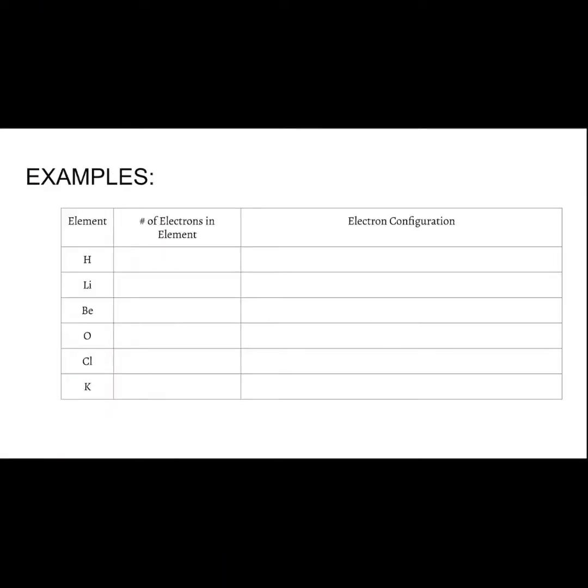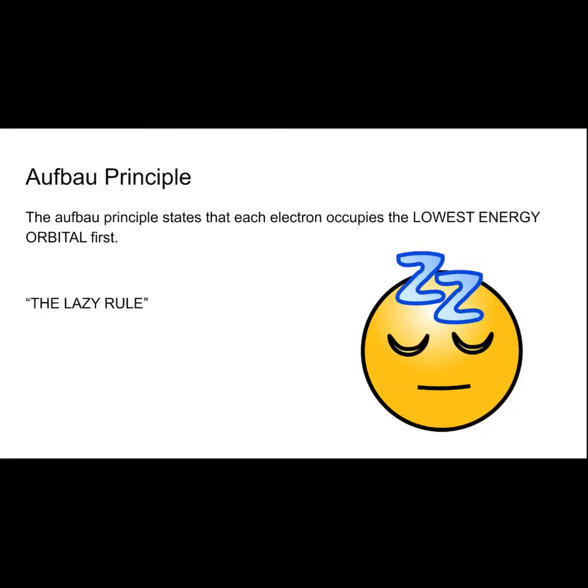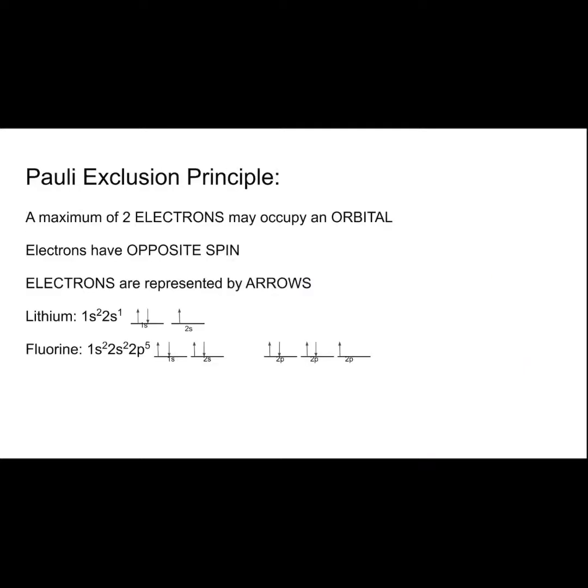Okay, we're almost done. Let me scroll through this. Okay, Aufbau's principle, Pauli exclusion principle, and Hund's rule. So the Aufbau principle states that each electron must occupy the lowest energy orbital first. So just like with Bohr models, how we had to fill in the first ring before we could move on to the next ones, it's the same thing for electron configuration.